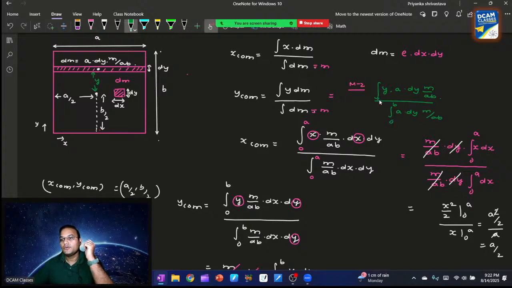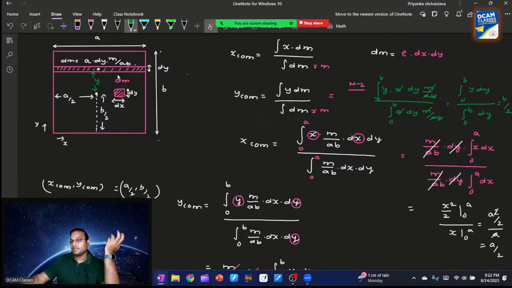Zero to b, so it will be m by ab. These will cancel because they come outside. So integral 0 to b y dy by 0 to b dy, we'll get the same answer, b by 2. That's another way that they use.